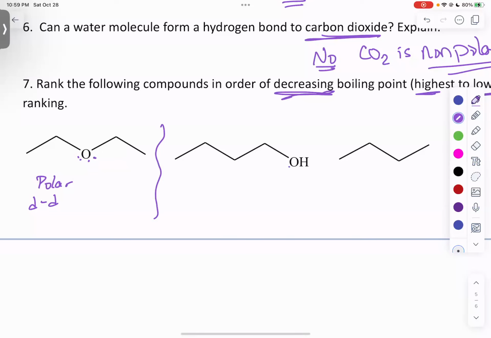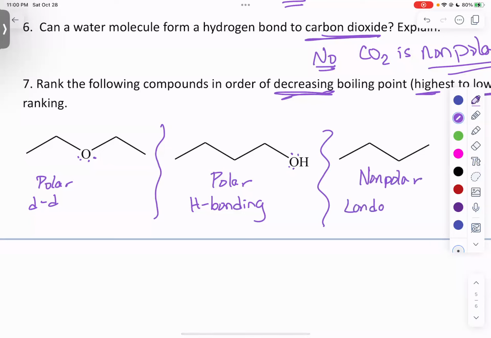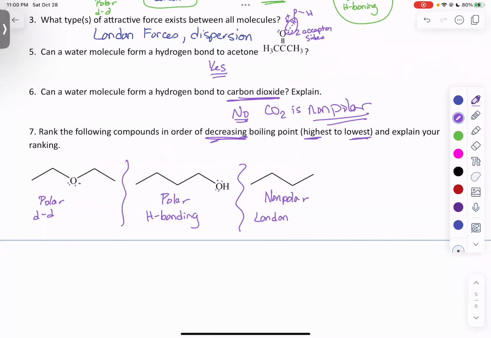My next substance has an oxygen with 2 lone pairs, but we have a hydrogen attached to that oxygen. So it is a hydroxyl, or we call this an alcohol. And so this is polar, but it can undergo hydrogen bonding. Okay. My last molecule here is a straight chain alkane, and it is non-polar, and so therefore only has London dispersion forces.